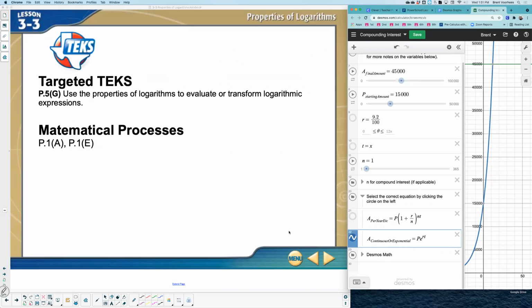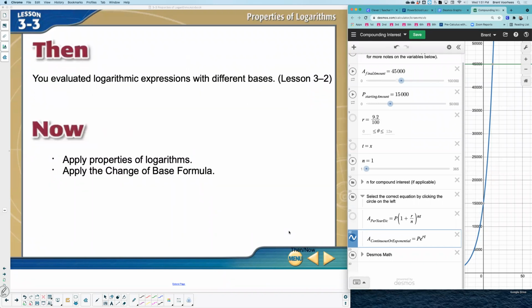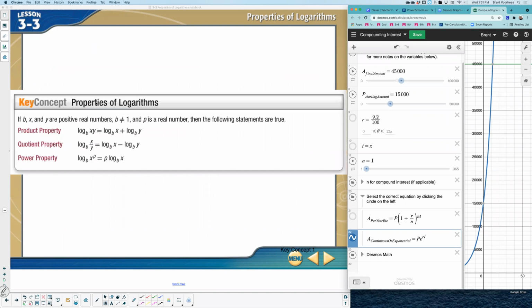So now let's take a look at lesson 3.3. What we're going to pick up with today is applying properties of logarithms. There are 3 properties that are essential to know, okay? So here's what they are. This is on your packet. The first is the product property.